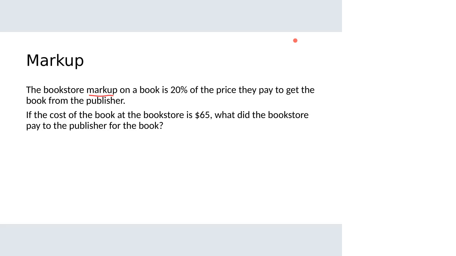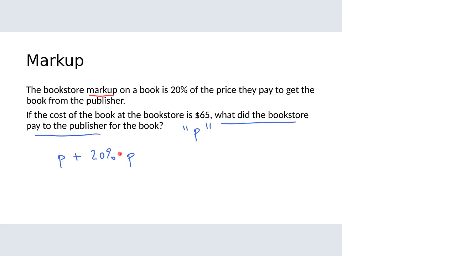So what that is then is whatever the cost from the publisher was, because that's what we're trying to find out here: what did the bookstore pay to the publisher? Let's just call that P. That's what they paid to the publisher. So what we're going to do is, okay, here's what the bookstore paid to the publisher, and they are going to add 20% of that to the cost.